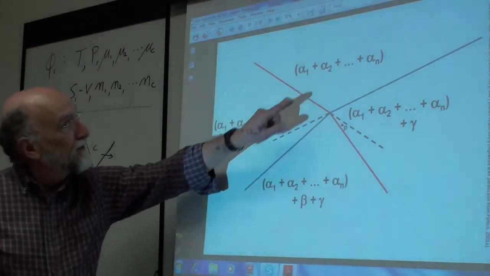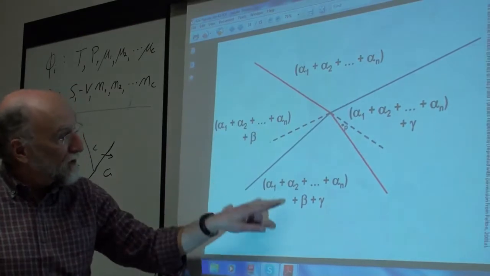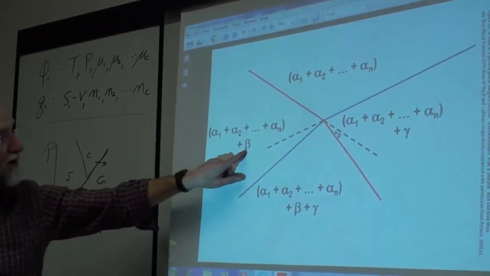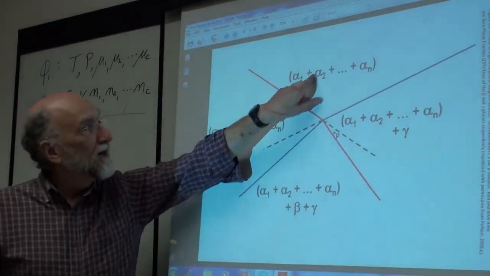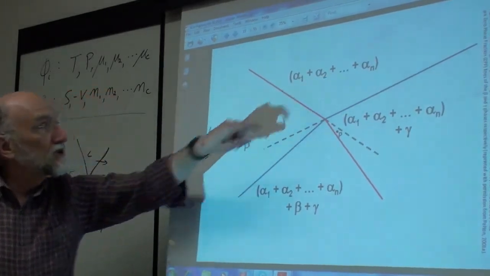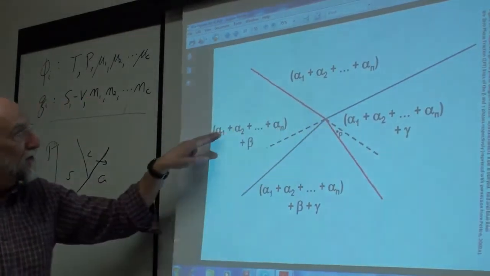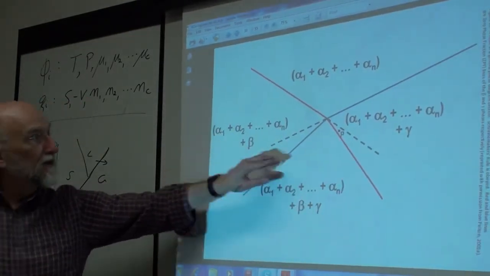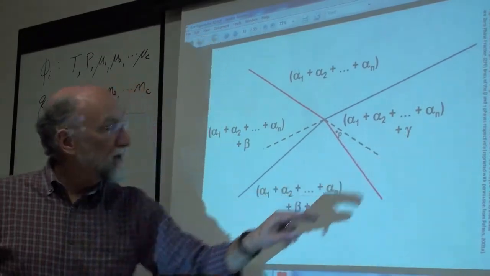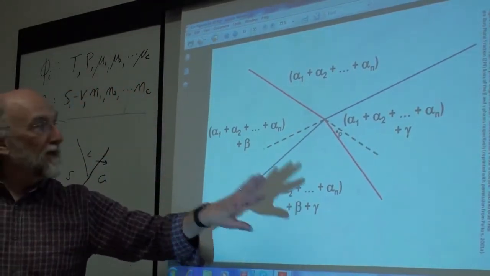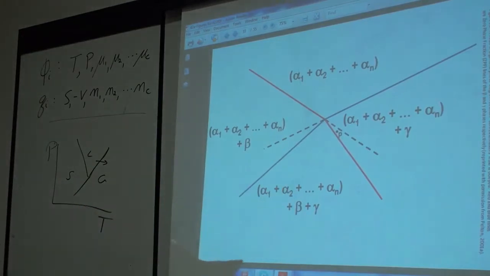And you'll have a number of phases, alpha 1 to alpha n, which are common to all four phase regions around it. At the top node, in the top phase region, you have just the alpha phases. In all other phase regions, over here you have the same phases plus another one, beta. Over here you have the same ones plus gamma. And down here you have the same ones plus beta plus gamma. And that's the only kind of node that you would get.